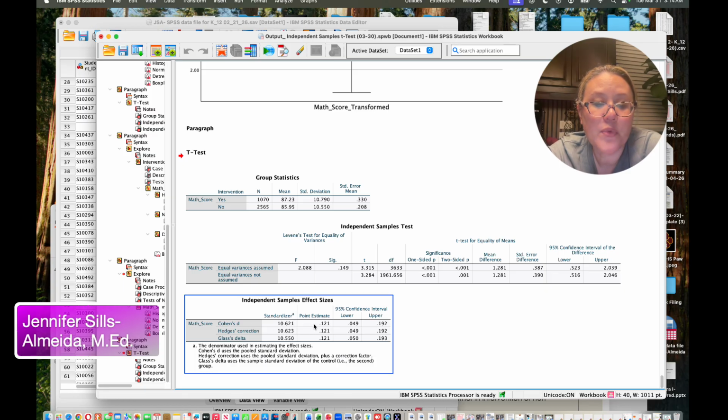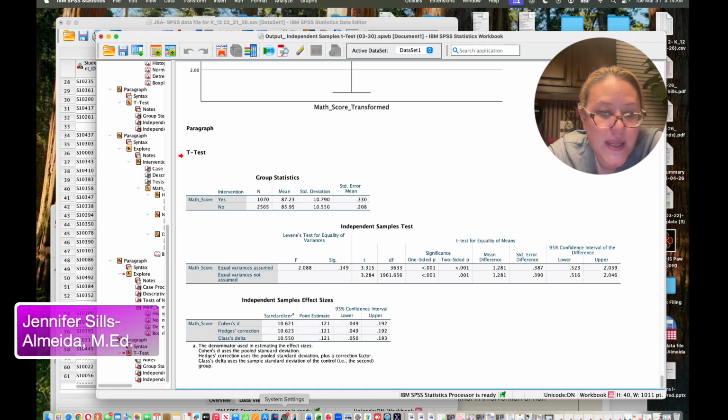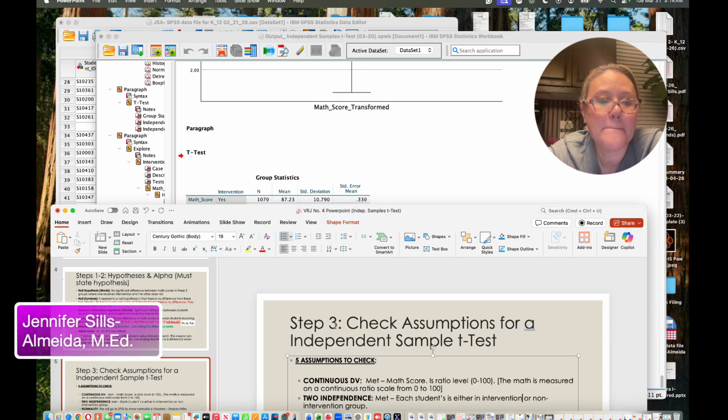Cohen's d is very important. Cohen's d kind of gives you an idea. I'm going to show you what it's at. It actually calculates it itself, and it tells you the 95% confidence interval for the lower and upper. And I am going to show you one more thing.